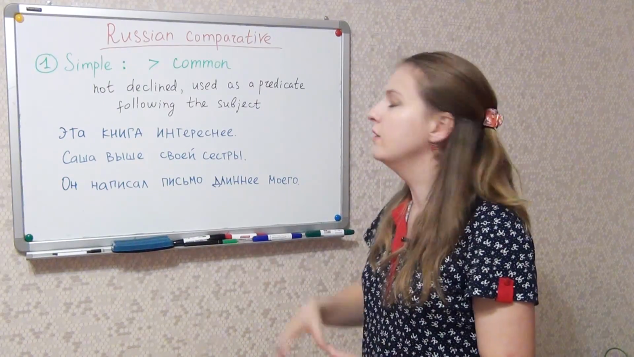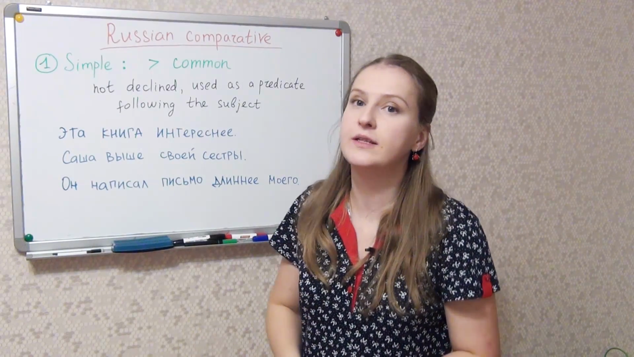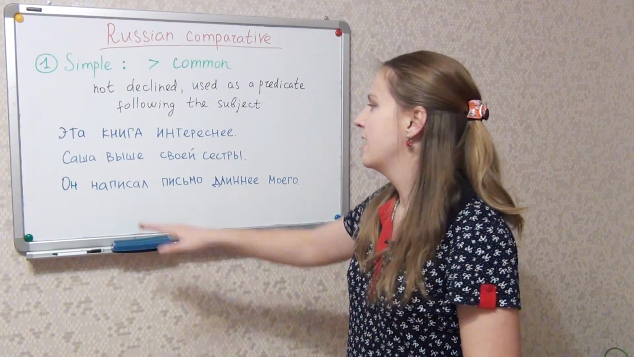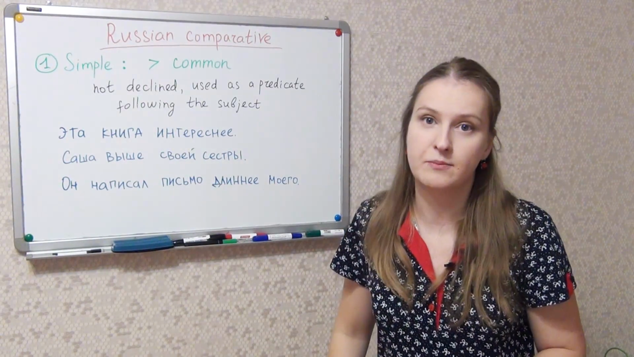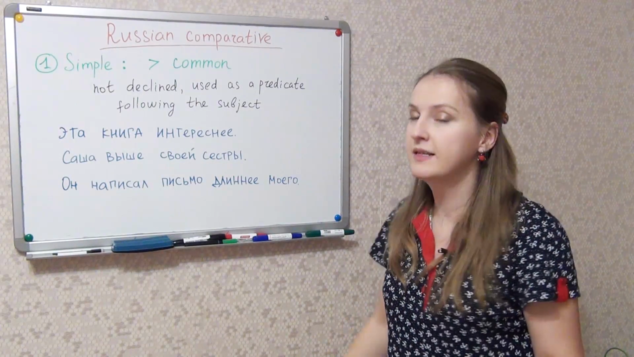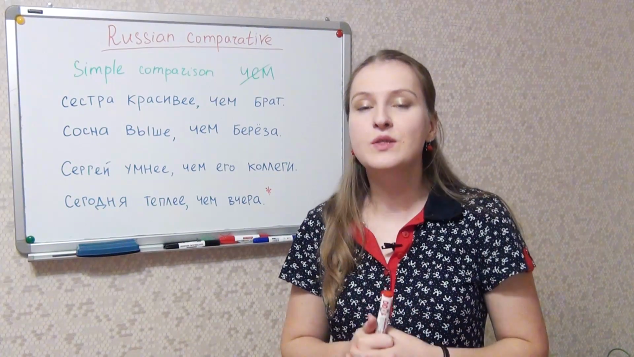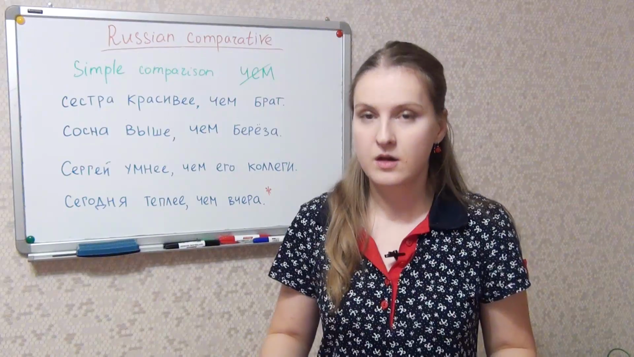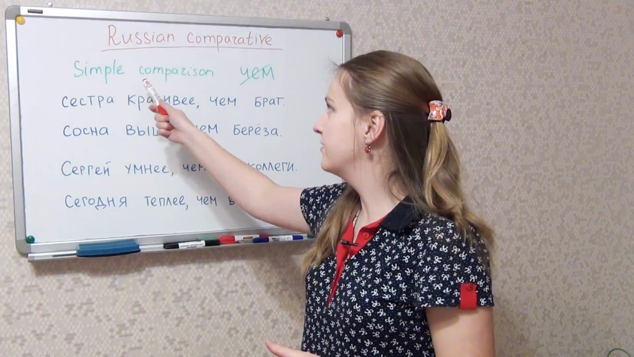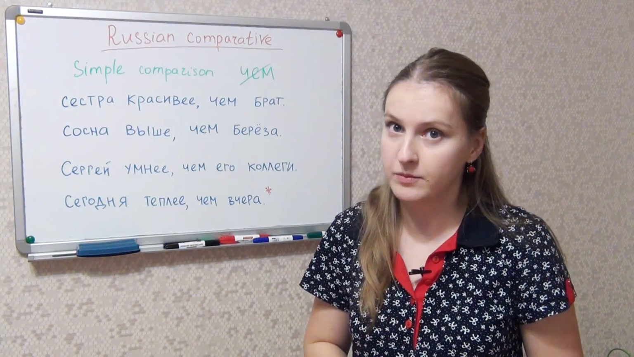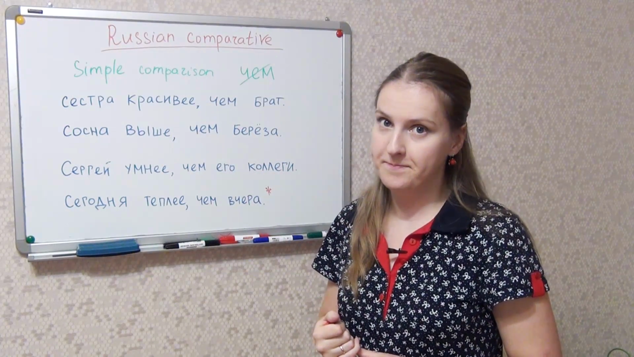Он написал письмо длиннее моего. Here, длиннее is used as a qualifying word. He wrote a letter longer than mine. We describe the letter. Usually with comparisons, we use the word чем, than, or sometimes нежели. However, with simple comparative, we can drop the word чем or нежели. Take a look at the examples, read them and translate them.